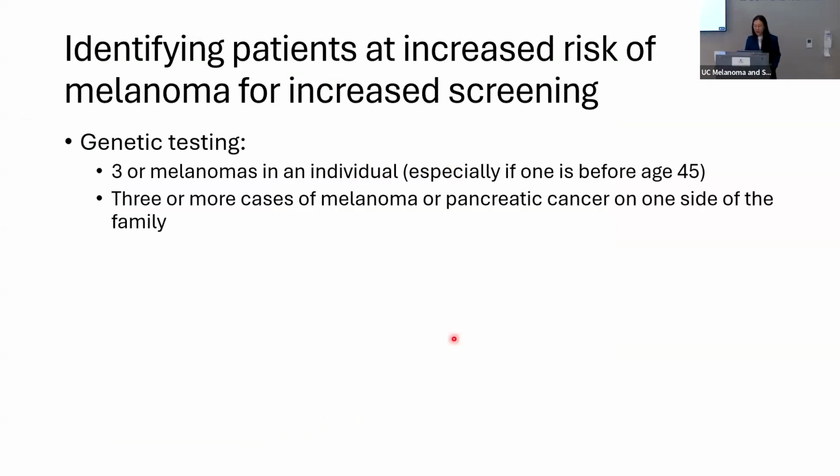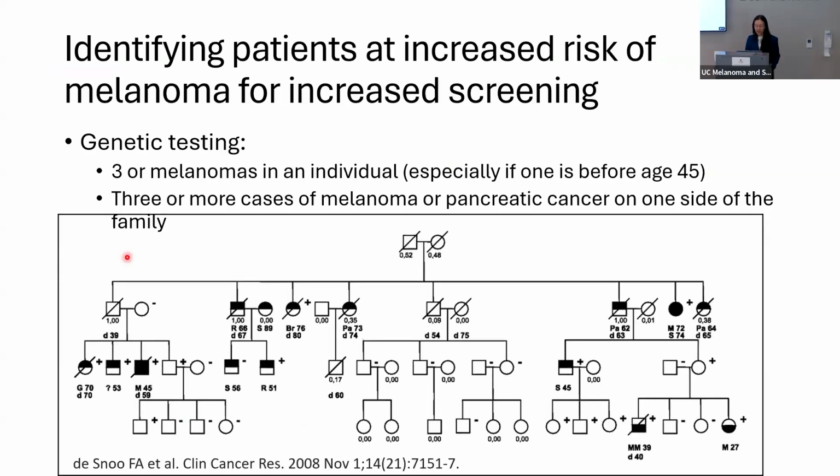Identifying patients at increased risk of melanoma for increased screening, for genetic testing: if there are 3 or more melanomas in an individual, especially if one occurs before age 45, or 3 or more cases of melanoma or pancreatic cancer on one side of the family, this can indicate genetic predisposition to melanoma. And we're starting to learn more and more about different genes that contribute to melanoma predisposition. This is a melanoma affected family, so you can see that there's melanoma occurring at high frequency in this family.